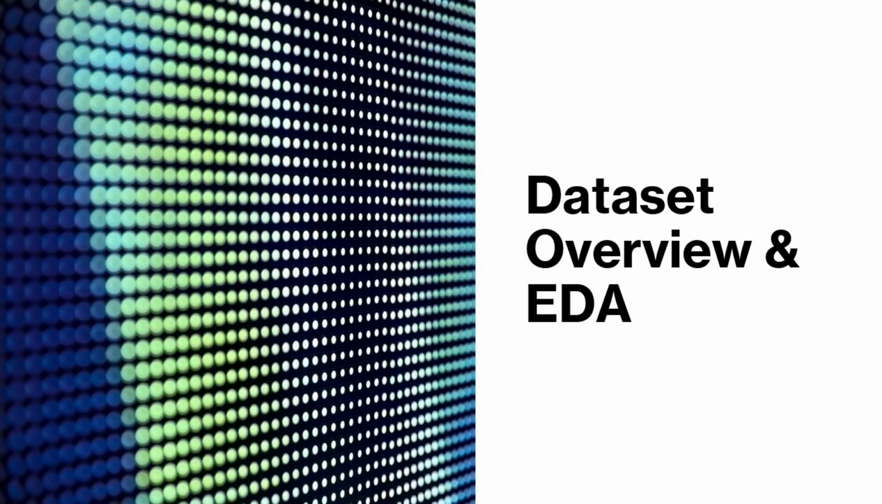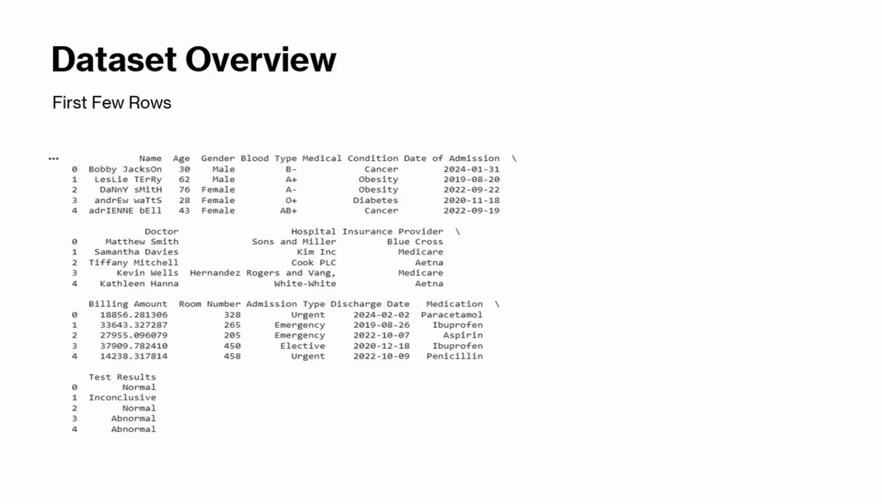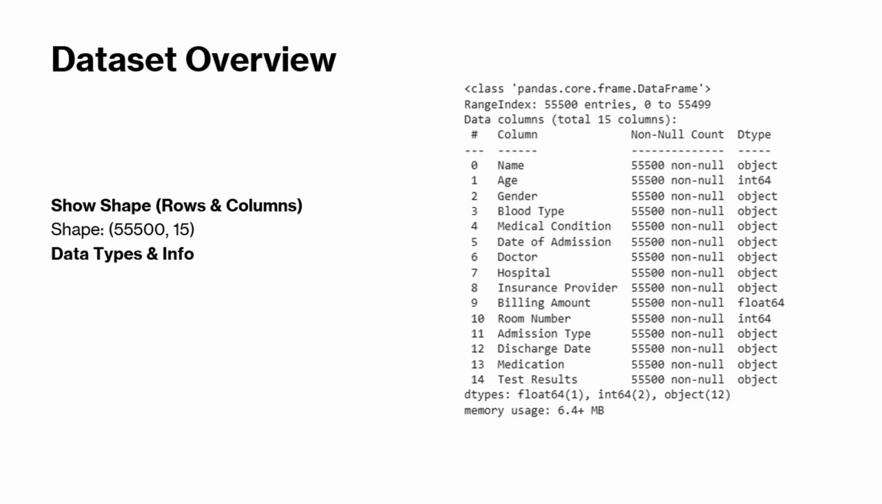data types. This is a preview of the dataset showing the first 5 records. Each row represents a patient and the columns contain demographic, medical, and hospital-related information. The dataset contains 55,500 rows and 15 columns. It means we have 55,500 patient records and 15 features. Also included are the data type and information.